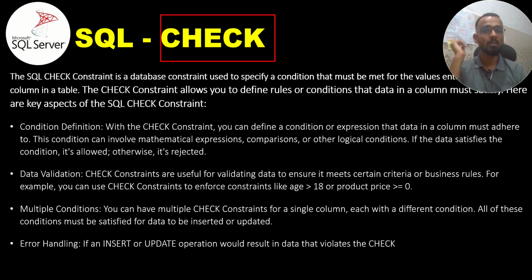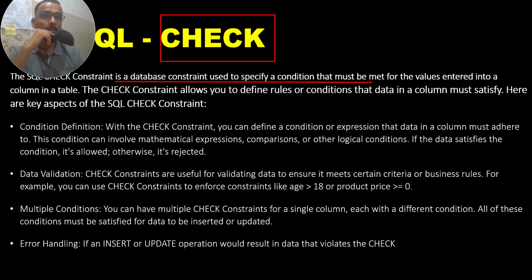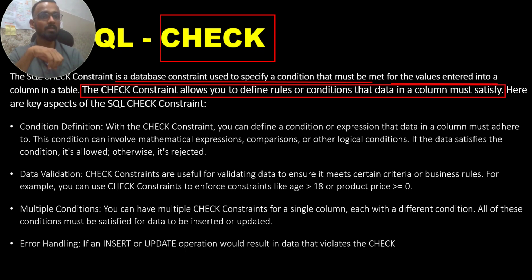So it is the basic need, or you can say characteristic, of check constraint. The same thing is written over here. If you read this, the SQL check constraint in a database uses a specific condition that must be met by the value inserted. I'll tell you in the example session, be with me. Here is the most important part: the check constraint allows you to define a rule or condition that the data in a column must satisfy. The same thing I was saying, the salary should not be less than 10,000. So we can use check in that kind of scenario.